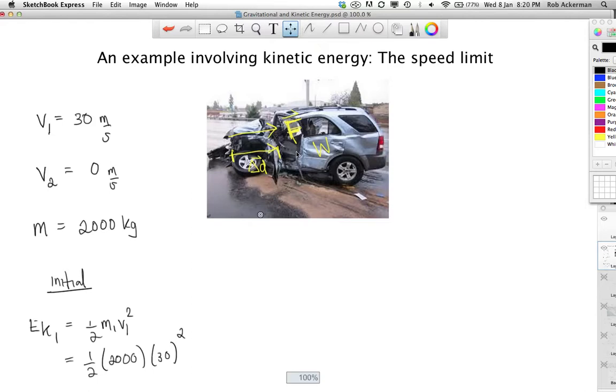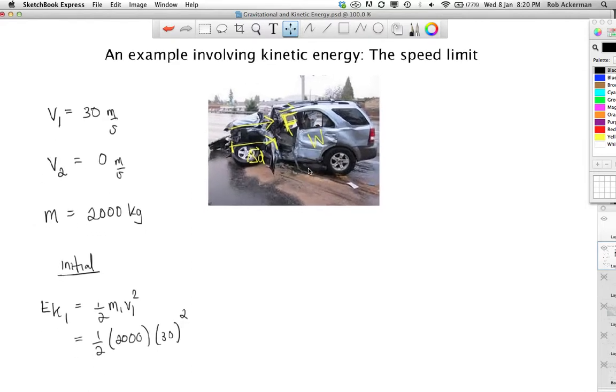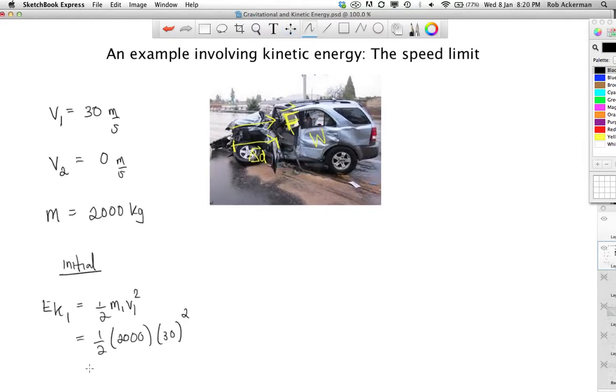And once again, I'm running out of room here, so just move things over. There we go. That's going to equal a half of 2,000 is 1,000. 30 squared is 900. So that's going to be 900,000 joules of energy. That's the kinetic energy that this car had when it was moving along before the collision. Of course, in the end, the kinetic energy would be zero because the car came to rest. Now, why did the car come to rest? Let's analyze this from the point of view of forces.